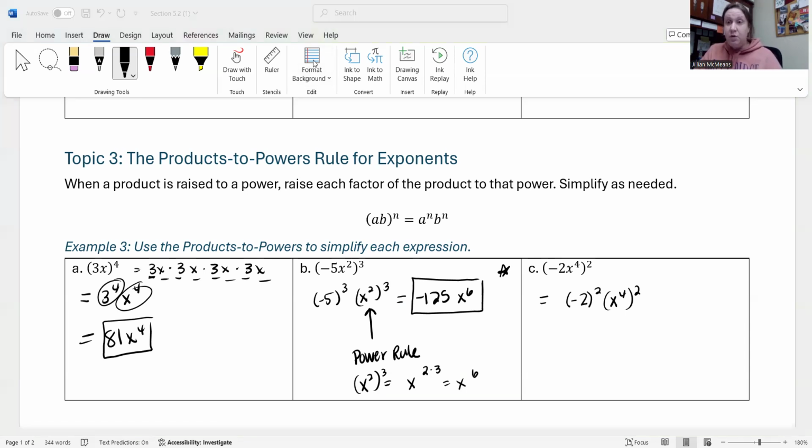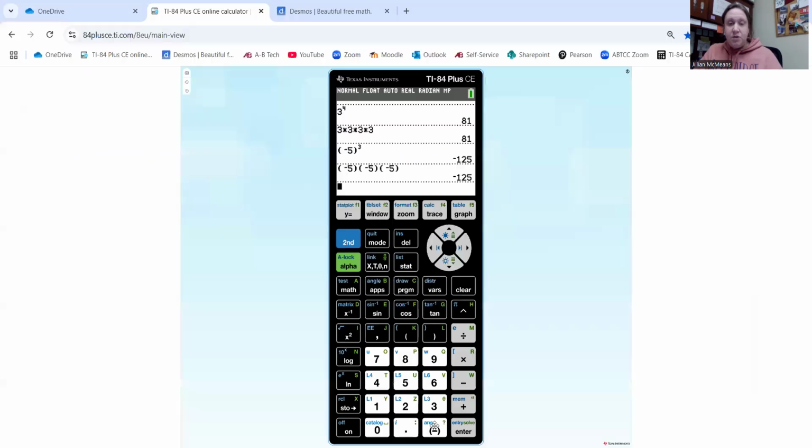So let me just prove to you why you have to type in the parentheses. Let's say we do negative 2 in parentheses squared. We should get positive 4. But if you forget the parentheses and you just do negative 2 squared, it is going to give you a negative, okay? Those parentheses matter.